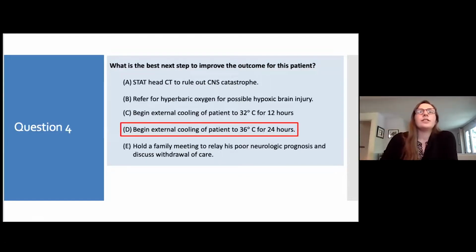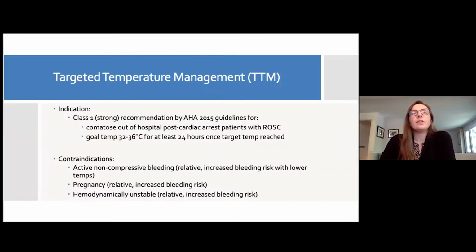The correct answer is D. So let's talk a little bit about targeted temperature management. There's a class 1 or strong recommendation by the AHA from the 2015 guidelines that suggest for comatose, out of hospital, post-cardiac arrest patients with ROSC, we should do targeted temperature management with a goal temperature of 32 to 36 degrees Celsius for at least 24 hours once the target temperature is reached.